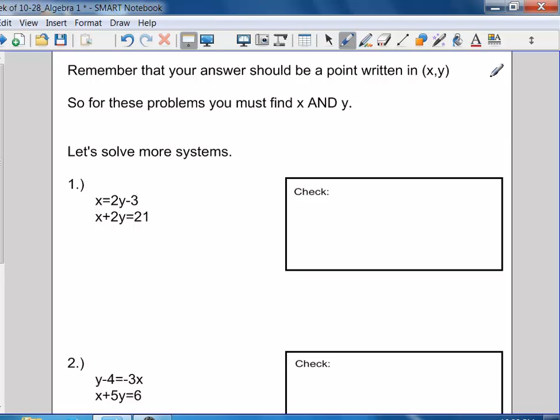Okay, lastly, remember, answer should be a point written in XY format, right? For these problems, you must find X and Y. A lot of people don't realize that. So let's solve a couple more systems. I want you to try to solve this system on your own. So we're just going to stop for a second. I'm going to let you try and solve it. And then we'll solve the bottom system together. So I'm going to let you have a second to try and solve this system, see what you can come up with, okay?